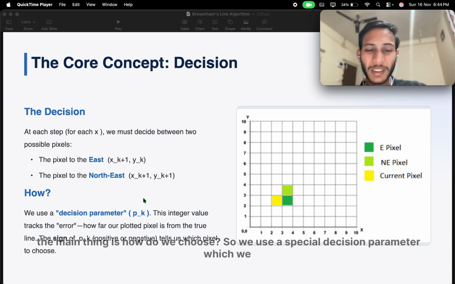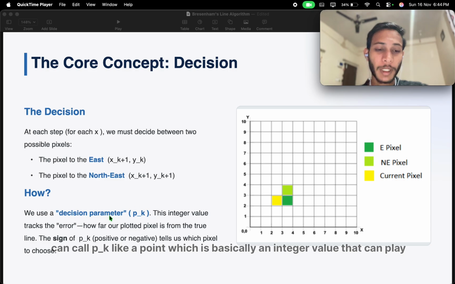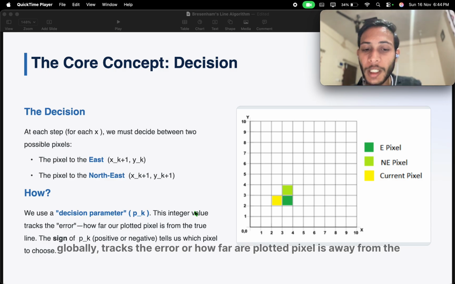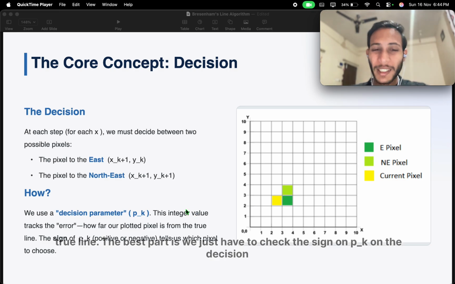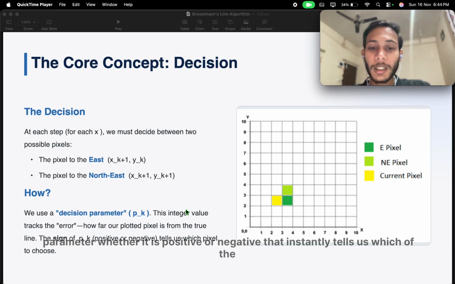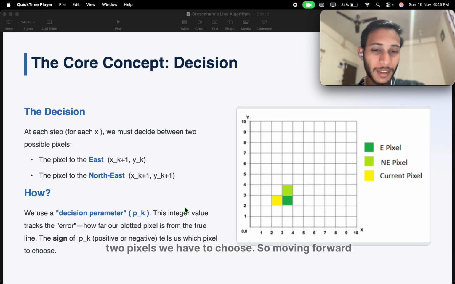We use a special decision parameter, which we can call p_k, which is basically an integer value that cleverly tracks the error, or how far our plotted pixel is from the true line. The best part is we just have to check the sign of p_k, the decision parameter, whether it is positive or negative. That instantly tells us which of the two pixels we have to choose.